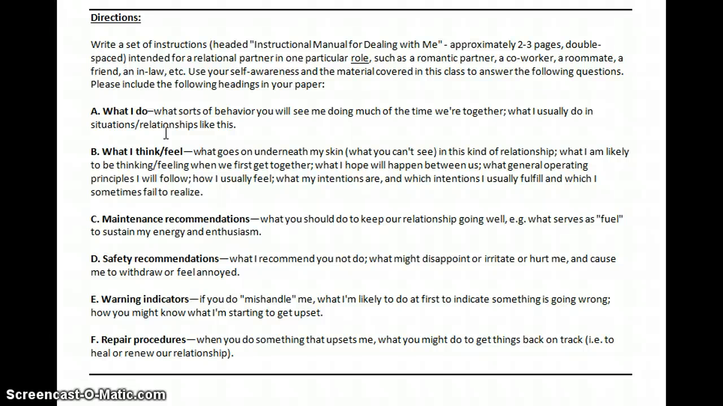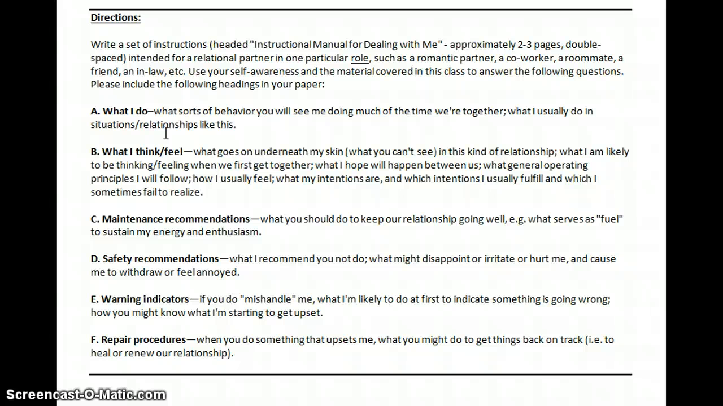And here's what you're going to do: you're going to provide a description of the sorts of behavior that someone would see you doing in this particular relationship. This again is a very self-reflective piece where you write about, what do I usually do in situations with friends? What do I normally do in situations with romantic partners? So again, I'm looking for specific behaviors here.